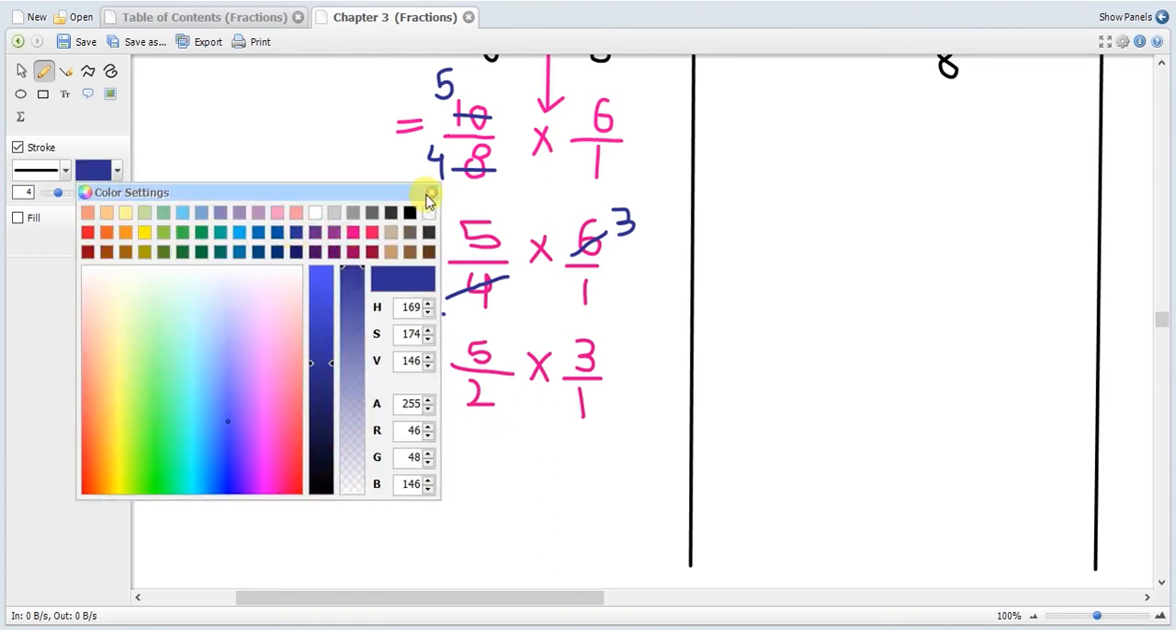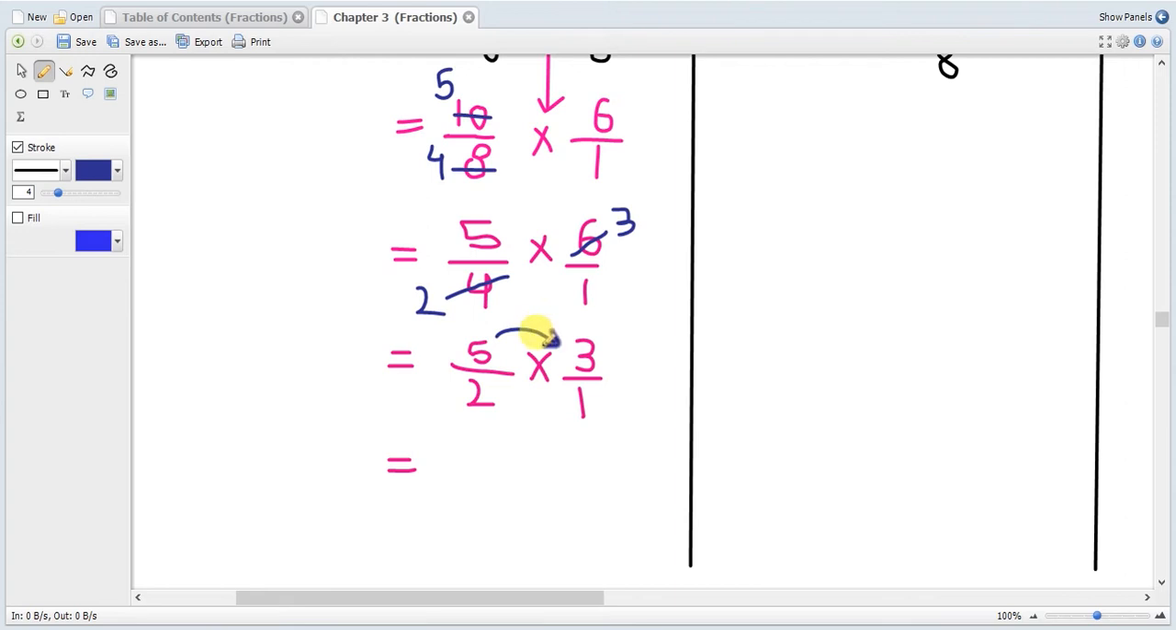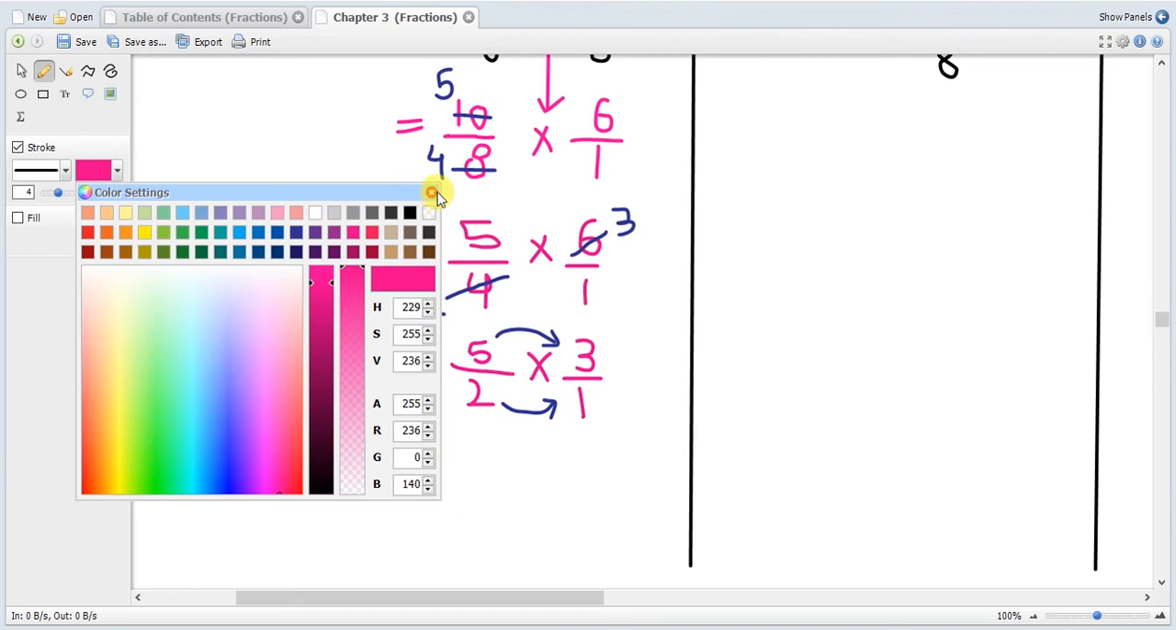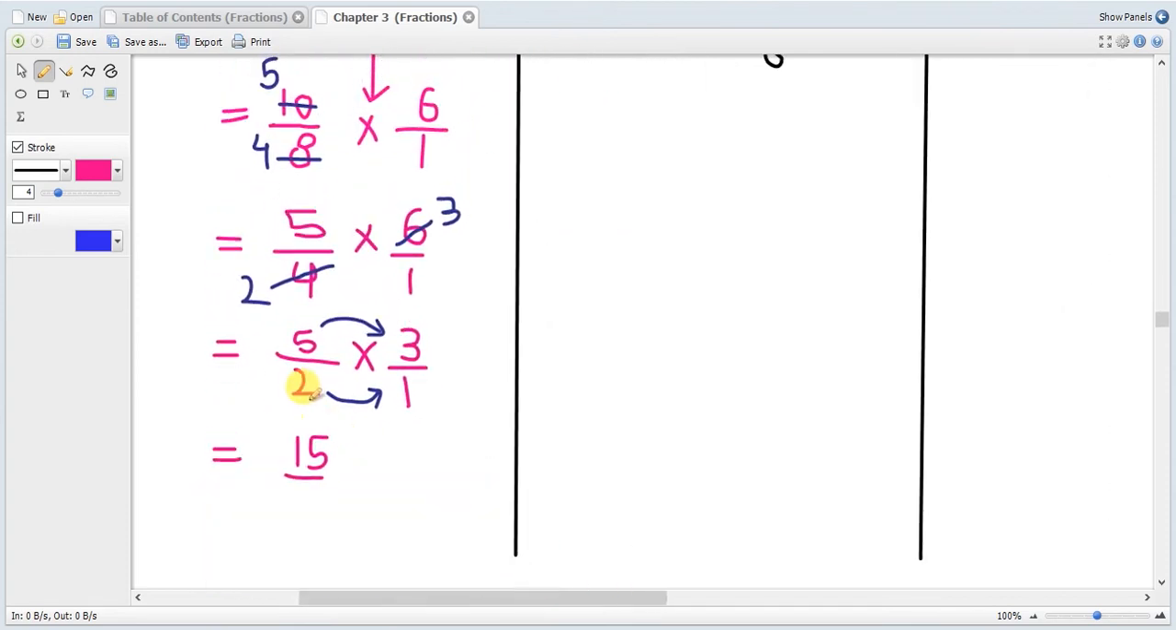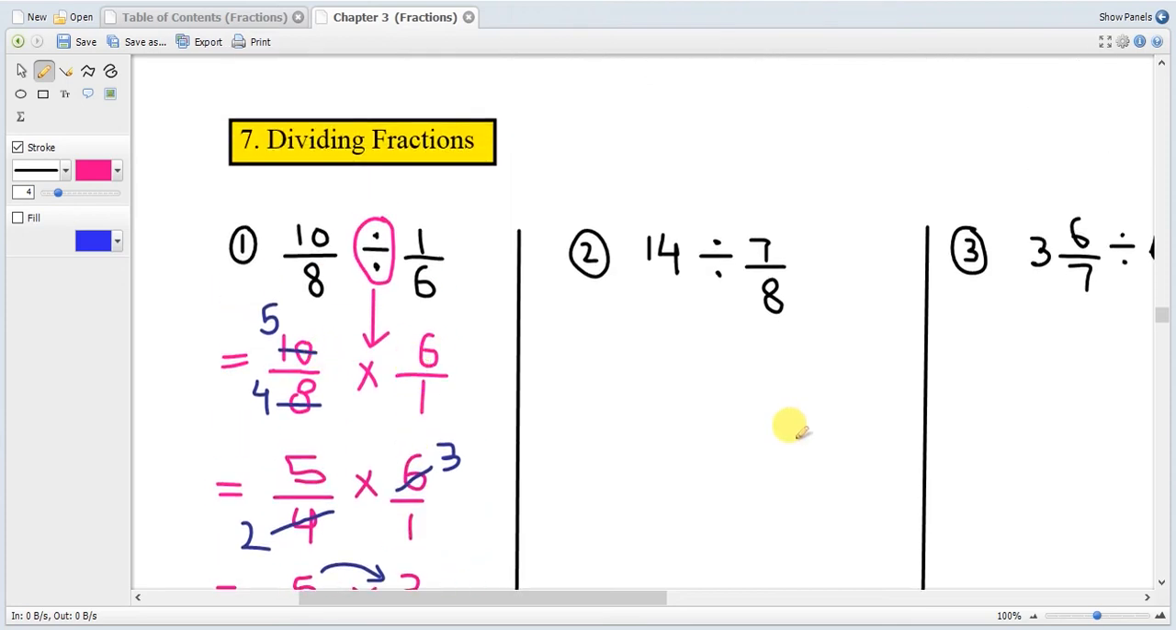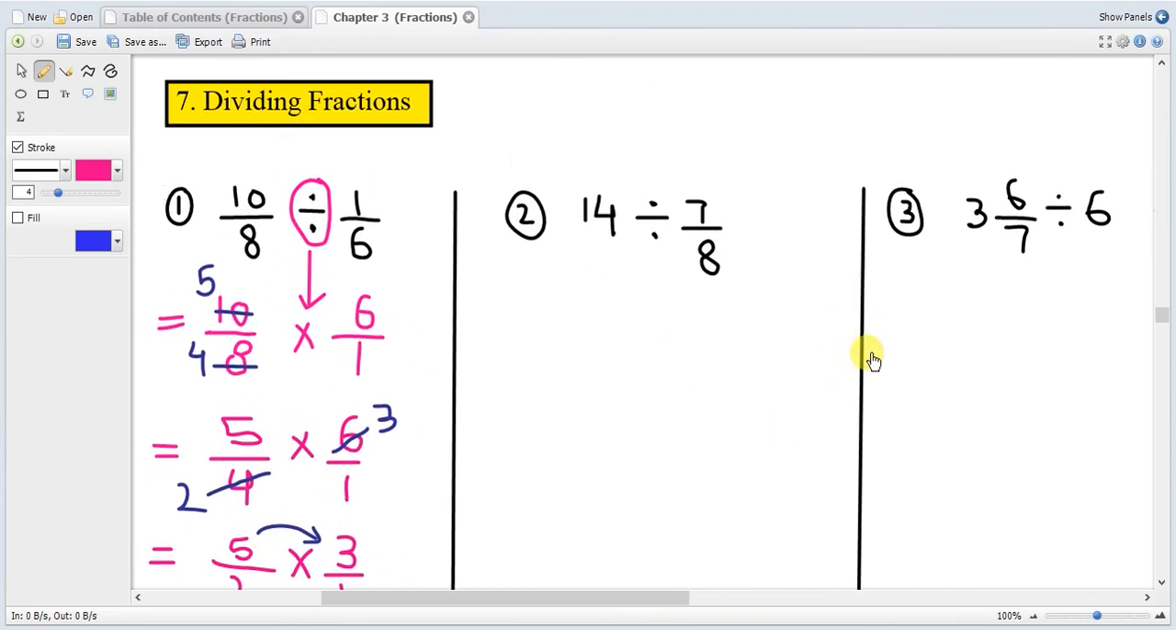Then the next step is simply multiply numerators with numerators and denominators with denominators. So our final answer will become what? 5 times 3 is 15 and 2 times 1 is 2. So this is our final answer, or you can convert it into the mixed fraction. In that case we are getting the answer 7 whole 1 over 2. So this is our final answer. So this is how we divide the fractions, right? Now solve the next 2 questions on your own and then come back to resume it.